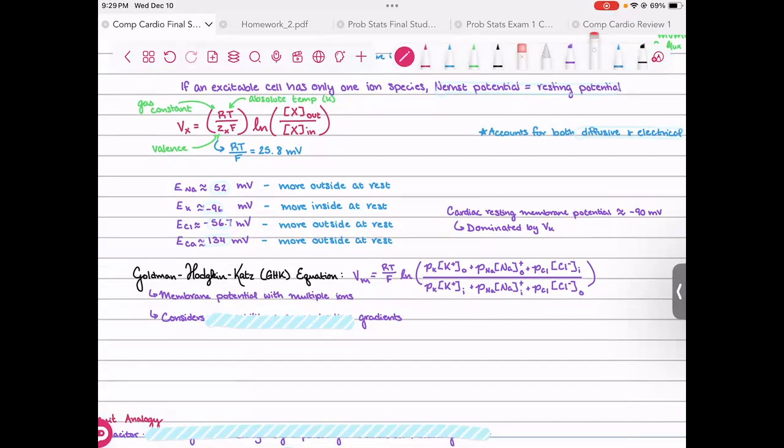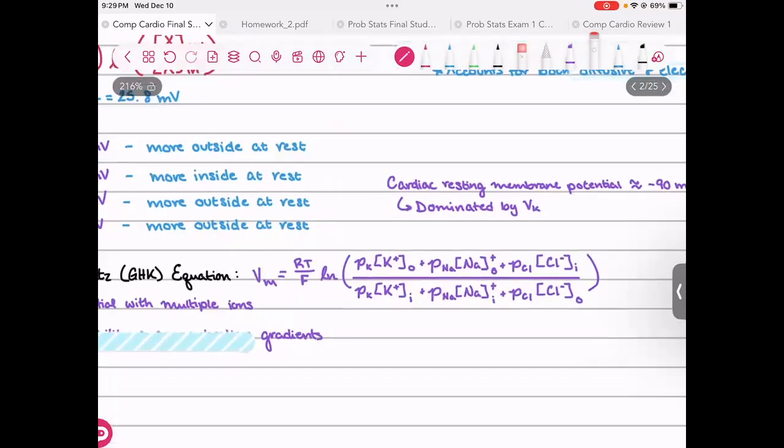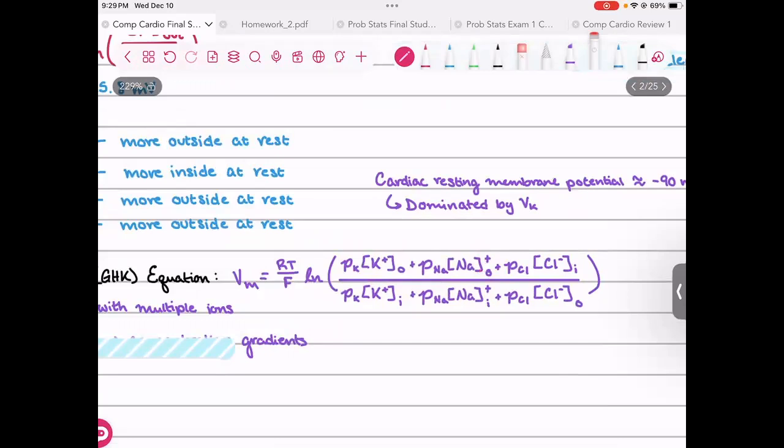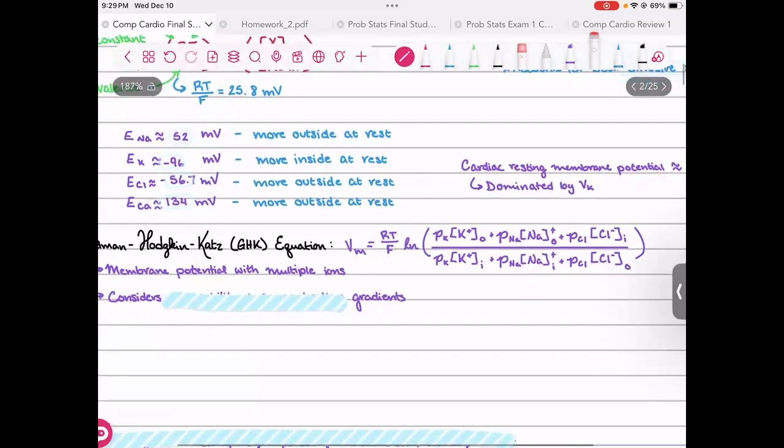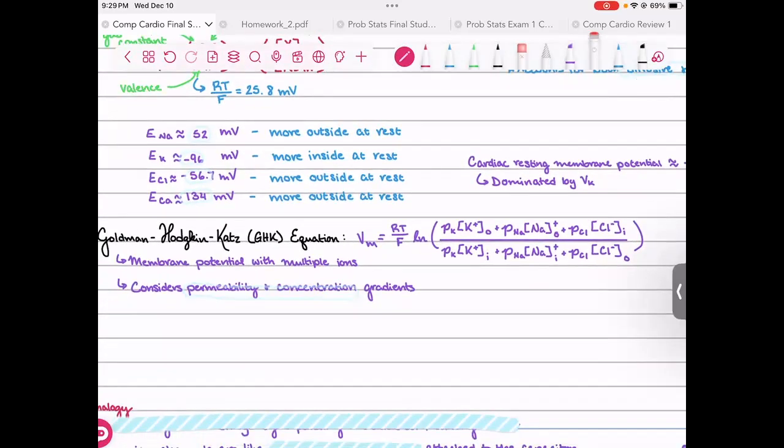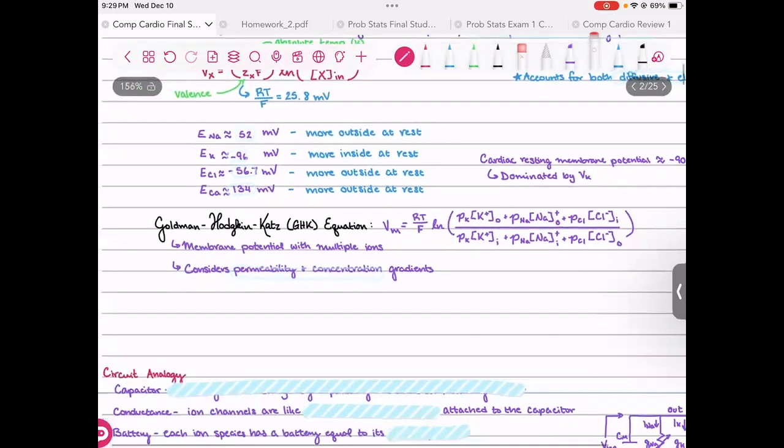If you are given different ion concentrations inside and outside of the cell, as well as their permeabilities, and you're asked to find the membrane voltage, you're going to want to use the GHK equation shown over here. Keep in mind that the outer concentration is used for the ions except for chloride, and that's because it has a negative charge, so that one gets flipped. Again, this considers permeability and concentration gradients.